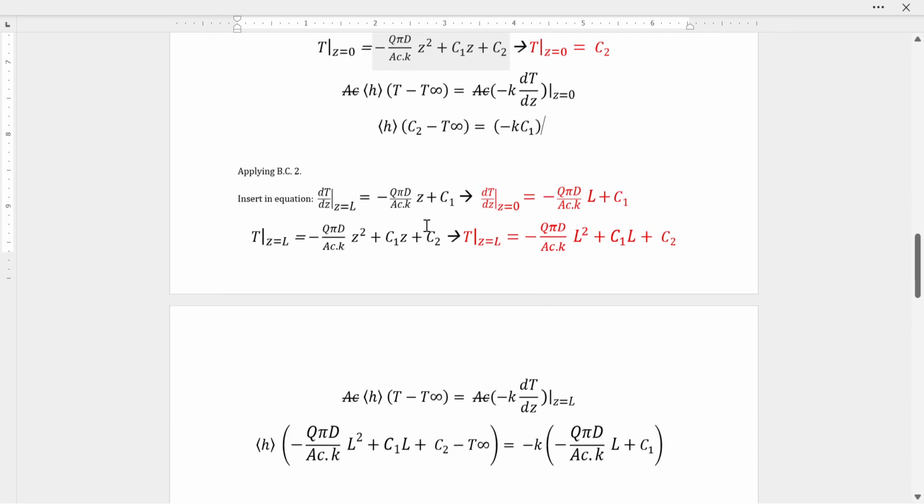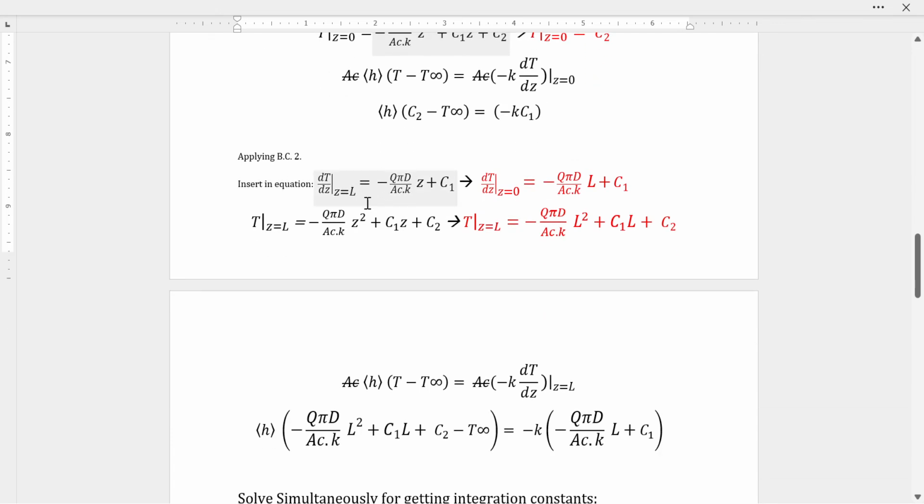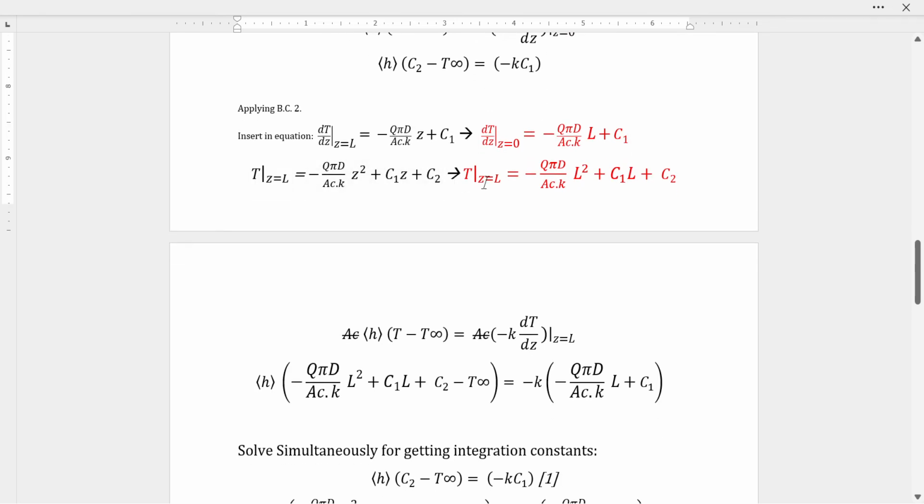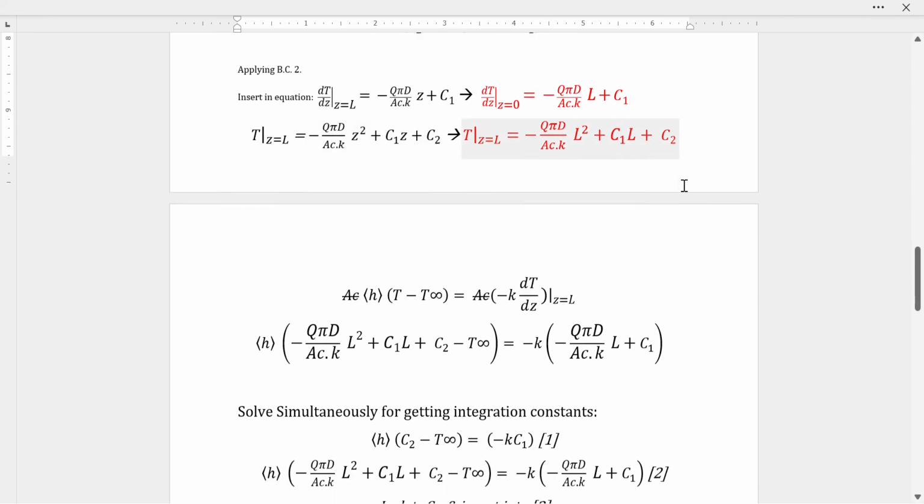Okay, now I apply the boundary condition 2. Similarly, in this expression, I substitute the z for L. Okay, and this is the expression that I obtain. And same for the T, I substitute Z for L, and this is a more complicated expression that I obtain.